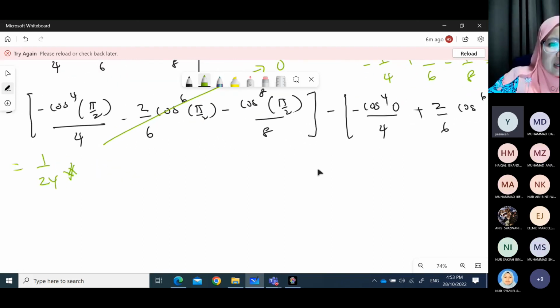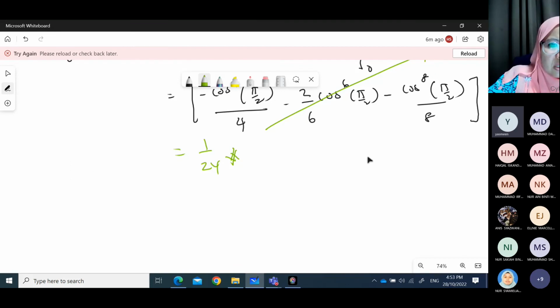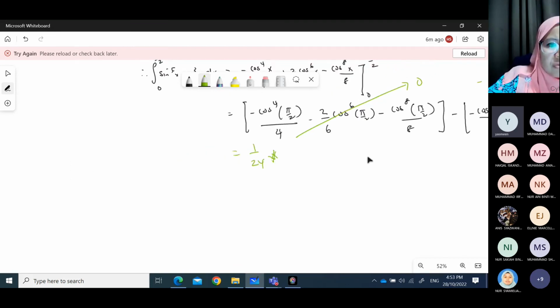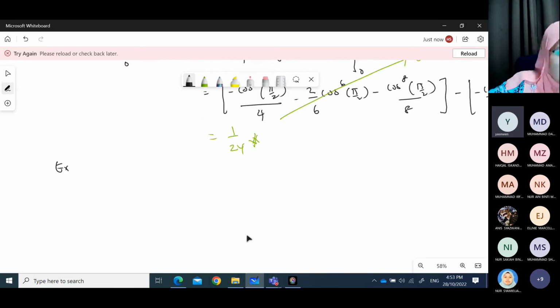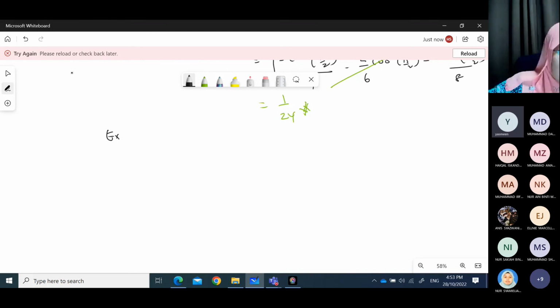Katalah itu kalau cosine x, cosine square x, sin square x. So what about if it is power of 4 or power of 8 for example. Contohnya you ada, okay, so another example. Okay, so let's say we have this integral: integral sine to the power of 4 x times cosine squared x dx.